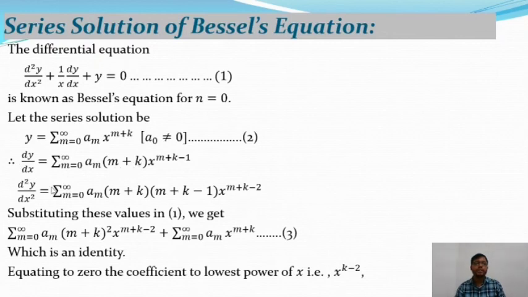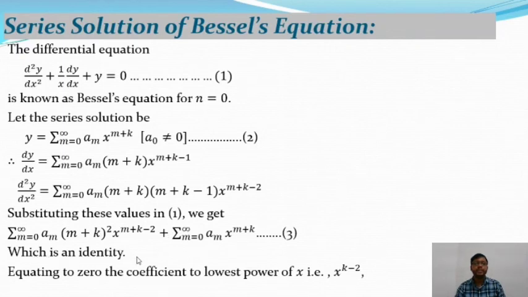Now substituting these values in equation 1, that is, in the Bessel's equation, we get the summation over m from 0 to infinity of a_m into (m+k) squared x to the power m plus k minus 2, plus the summation over m from 0 to infinity of a_m into x to the power m plus k, which we call equation number 3. After simplifying this equation, we get this one, which is an identity.